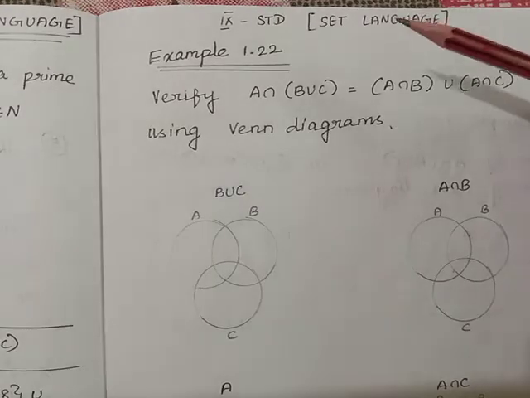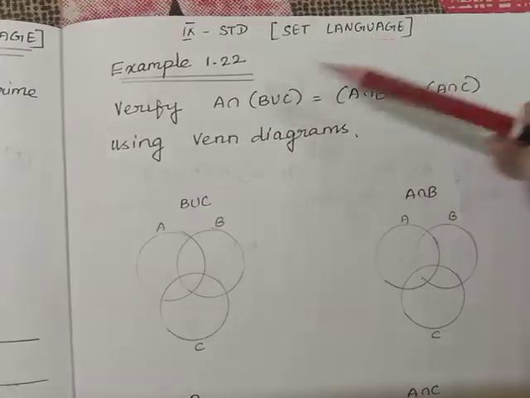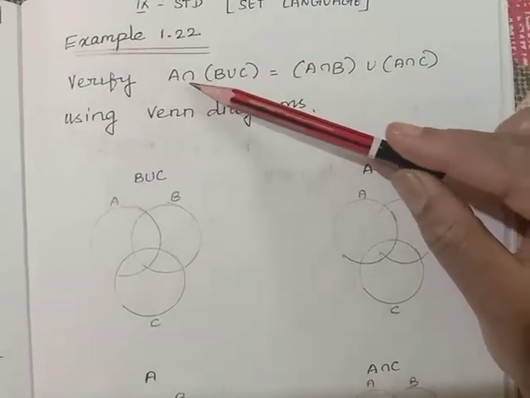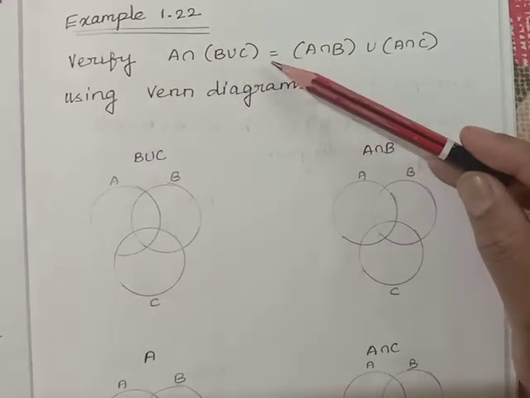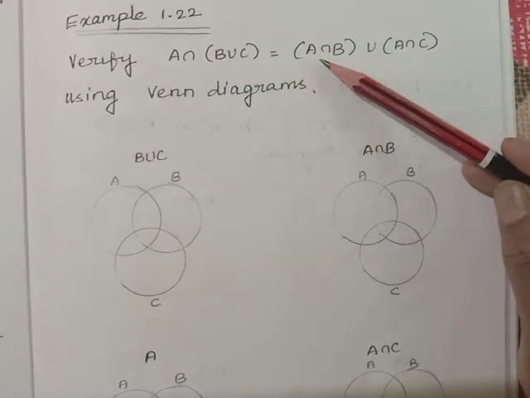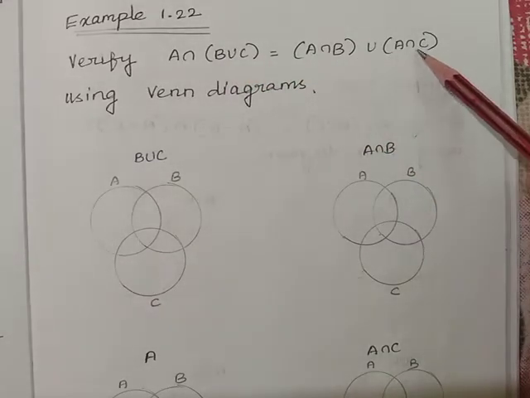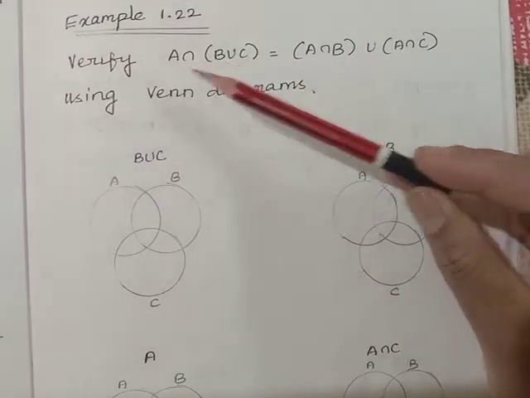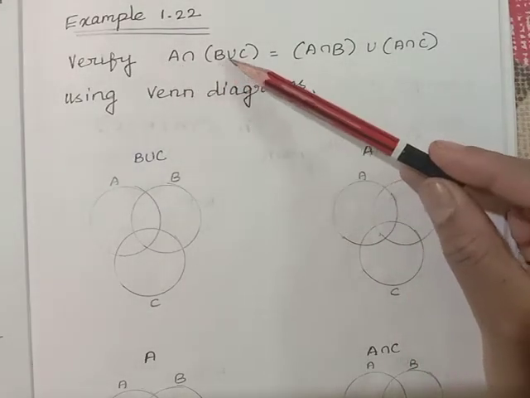Today we are going to learn 9th standard set language example 1.22. Verify A intersection B union C equal to A intersection B union A intersection C using Venn diagrams. So the first question is A intersection B union C.